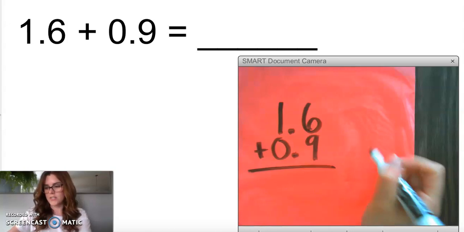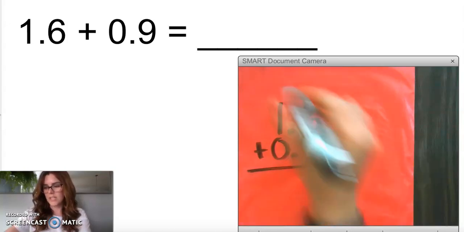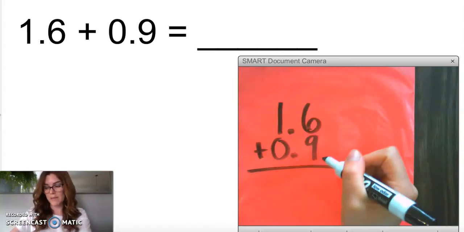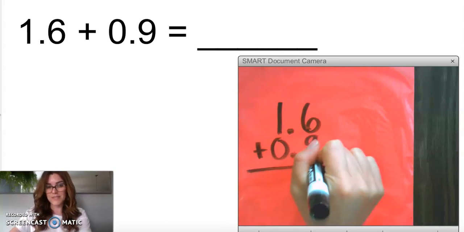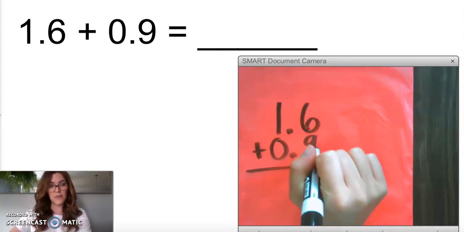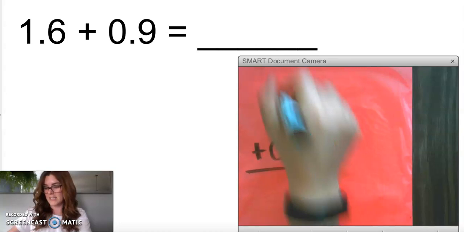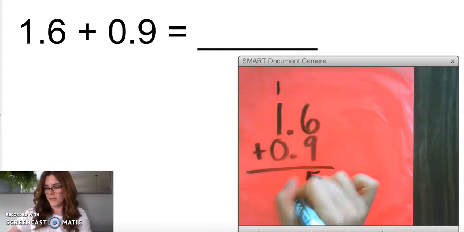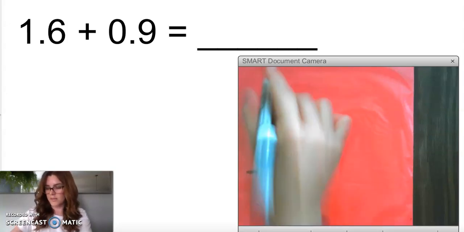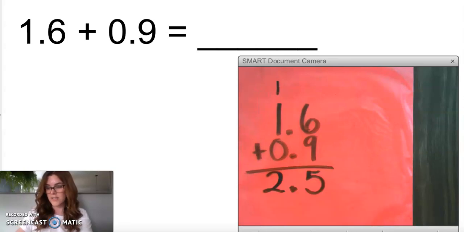So we're going to do 6 plus 9. What we're going to do is we're going to count up. So start at 9 and count up 6 more. So 9, 10, 11, 12, 13, 14, 15. There we go, bring down that decimal, and then 1 plus 1 is 2. So our answer is 2 and 5/10.